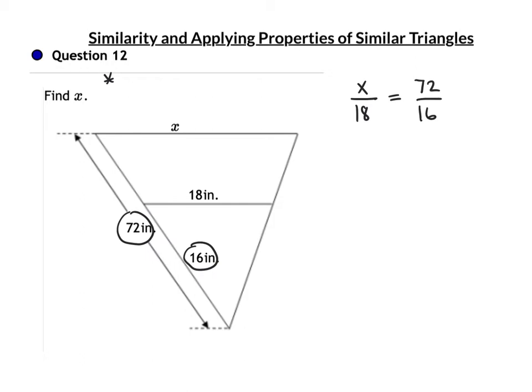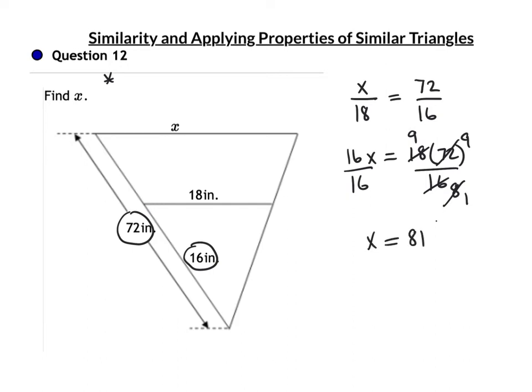We'll cross multiply and solve. 16x equals 18 times 72, and divide by 16. We could divide these both by 2, and we get 9 and 8. 8 and 72 both divide by 8. If I divide by 8, I get 1 and 9. So look at that. X is 9 times 9. It's 81.